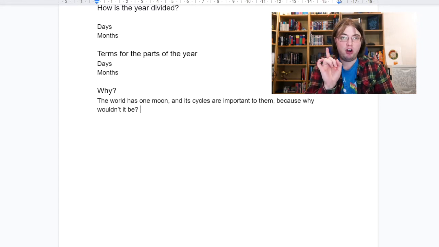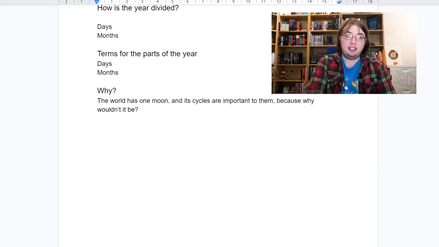And then now the next thing I'm going to do, this is where it gets a little bit more interesting. It is not just 12 months. Because if you look at the moon cycles of our world, there are 13 cycles to the moon every year and not 12, more or less. So this is something I'm going to use. I'm going to make it 13 months.